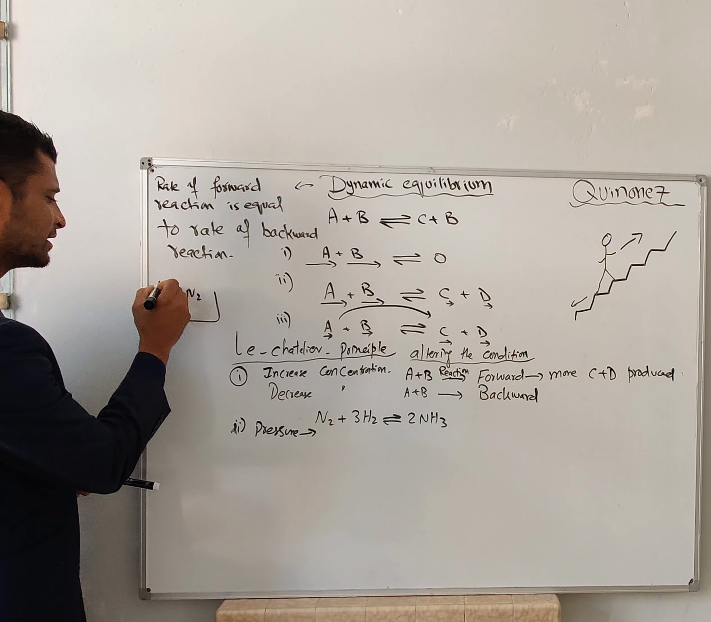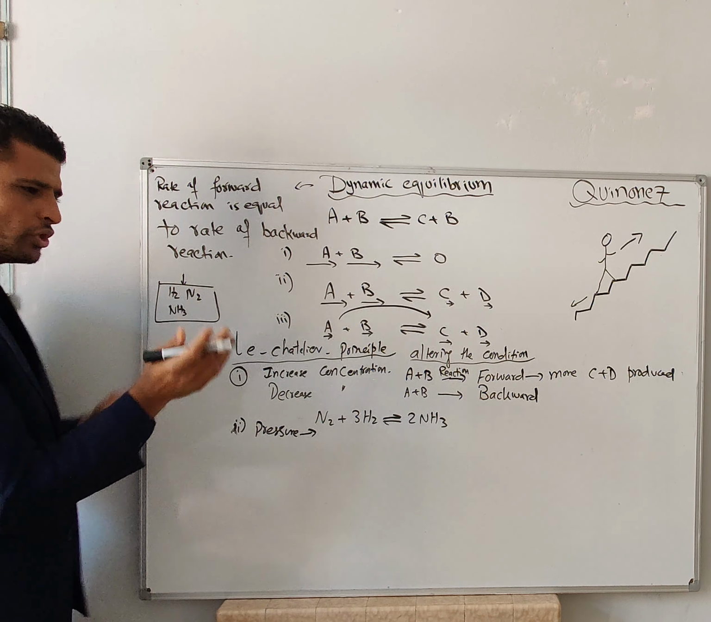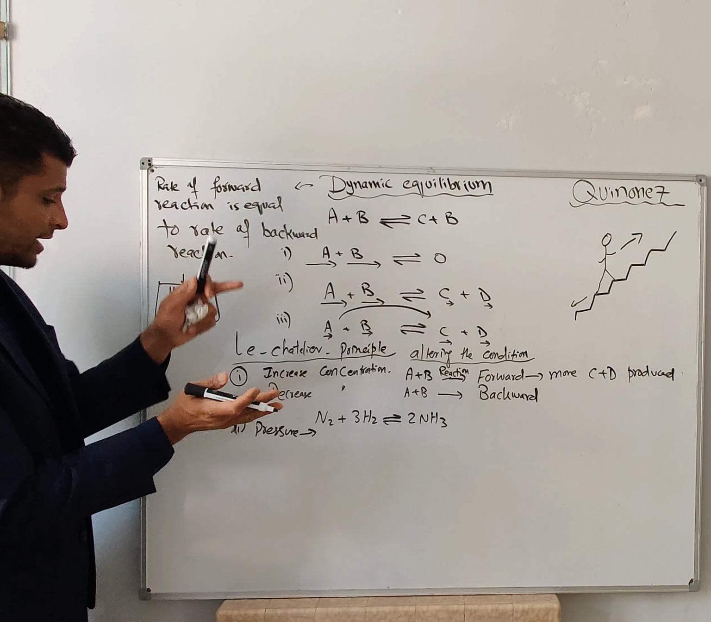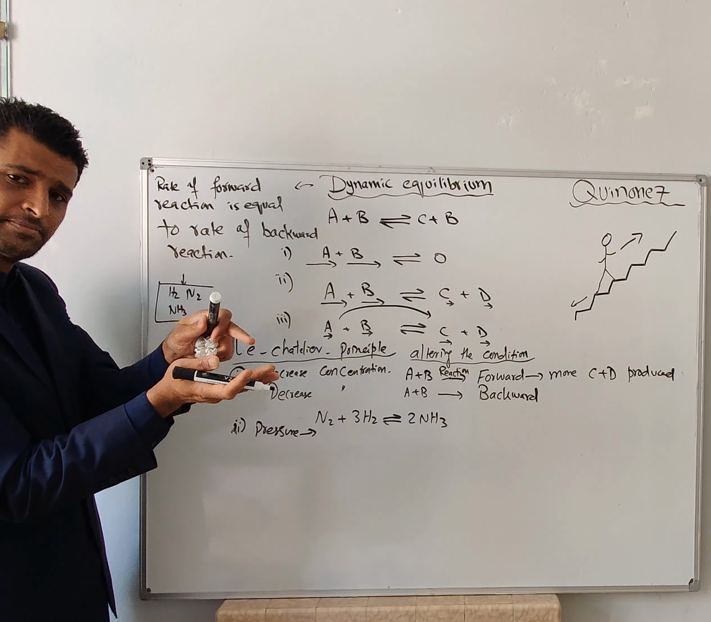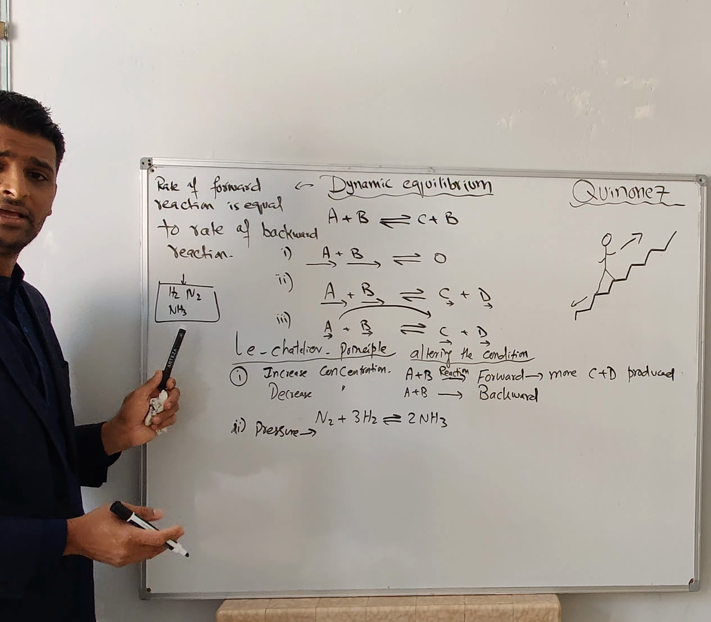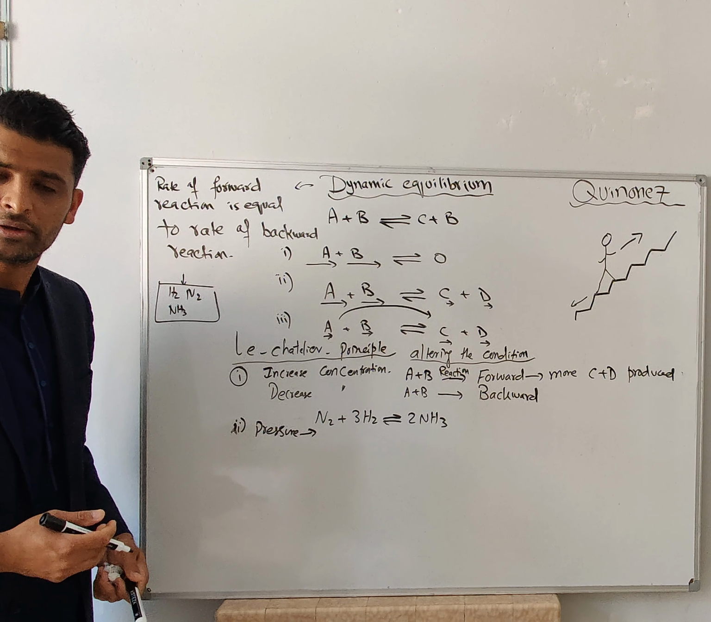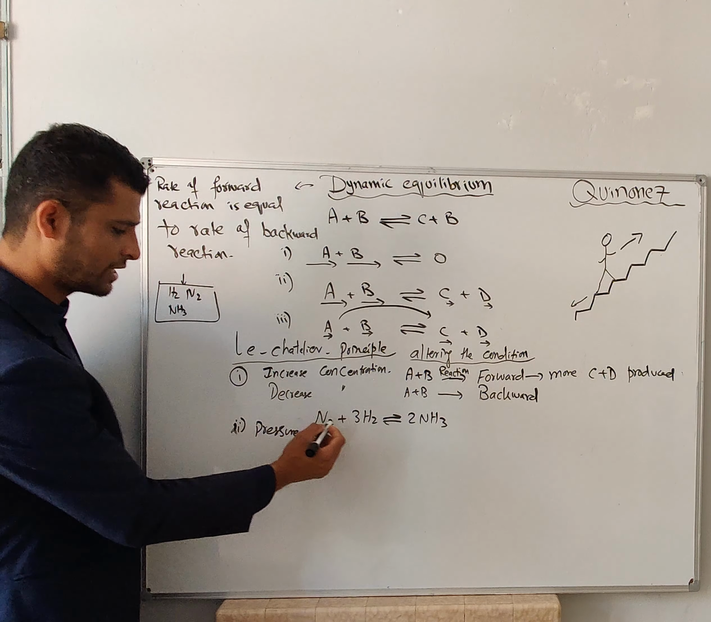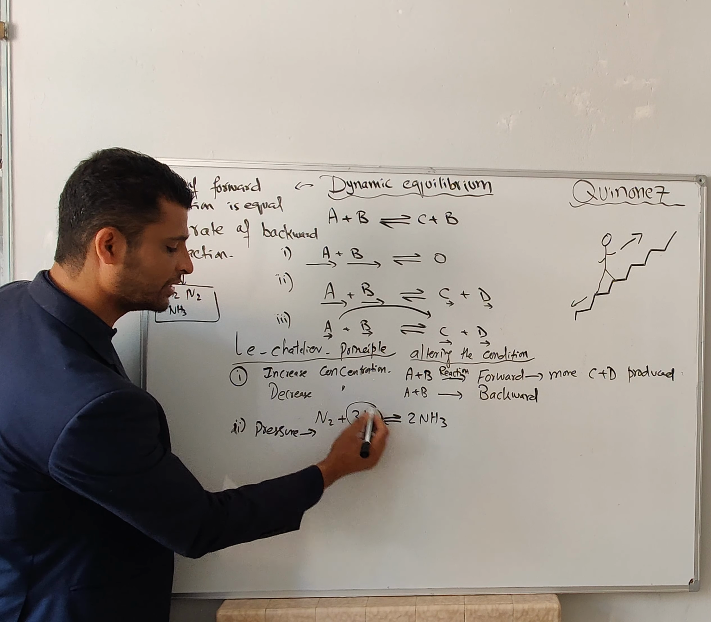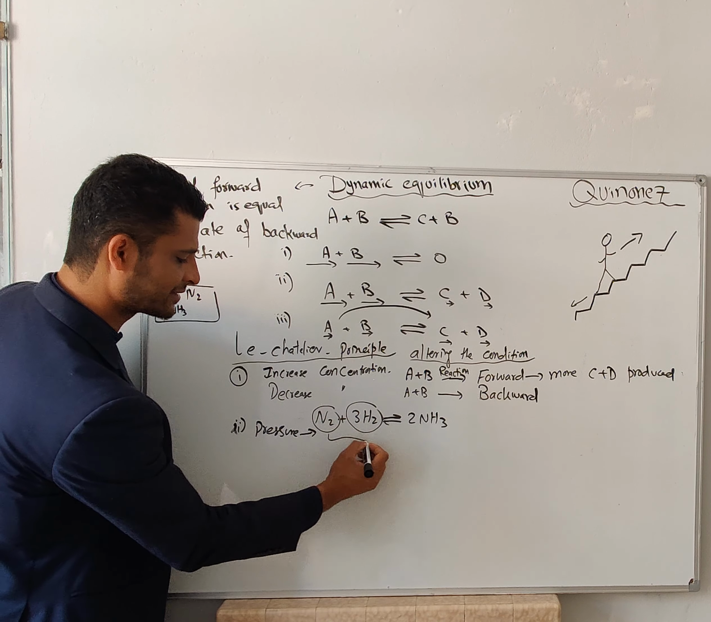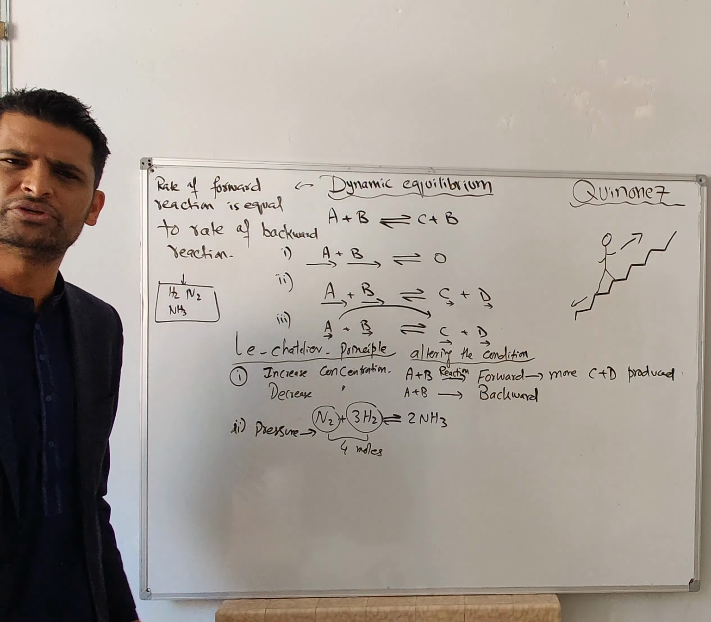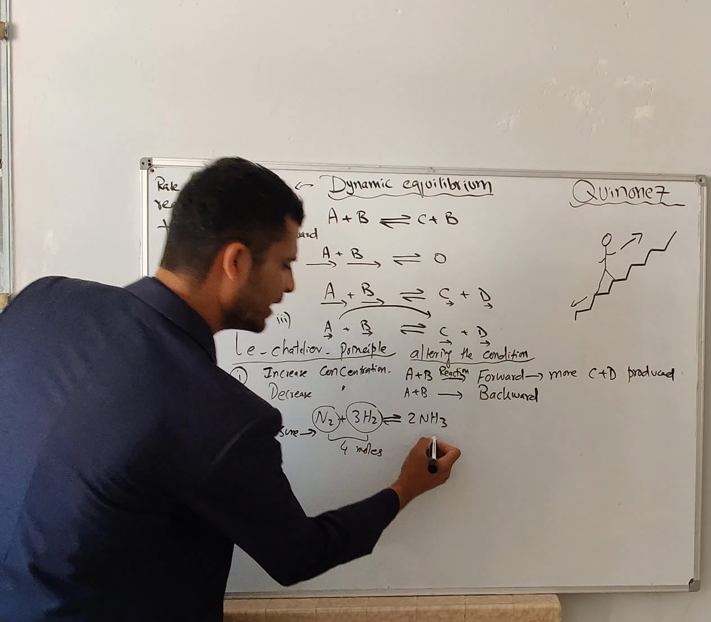When you increase the pressure, you are reducing the space. If you have looked at my previous video, when you reduce the space, particles will collide more, both reactants and products. Here you have 3 of these and 1 of these. On the reactant side, you have 4 moles, or in simple language, 4 molecules. Here you have 2.